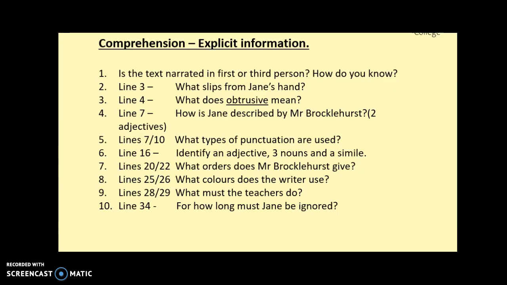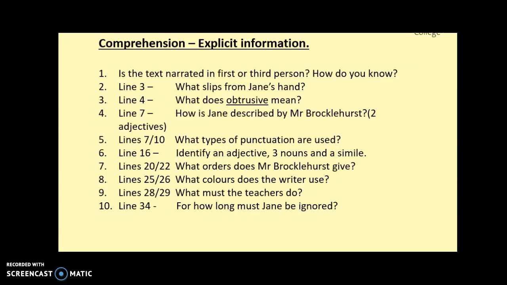Line 7. How is Jane described by Mr. Brocklehurst? List 2 adjectives. Lines 7 till 10. What types of punctuation are used? And think about the effects of the punctuation. Line 16. Identify an adjective. Identify 3 nouns and a simile. Again, think about the effects.